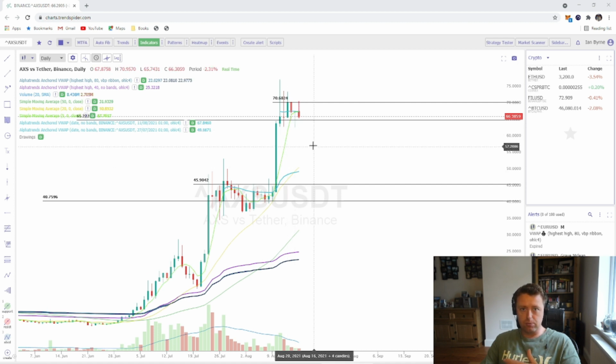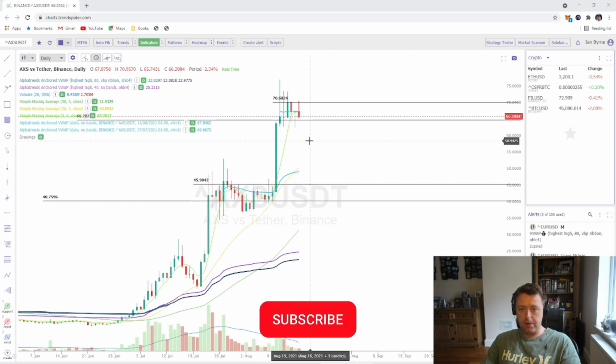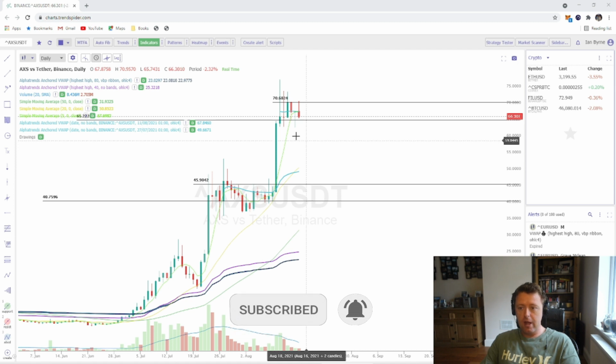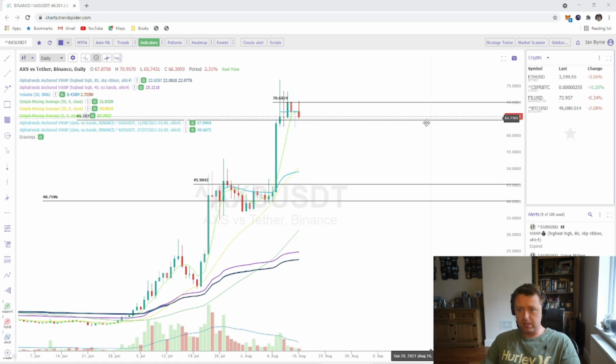It's been a huge run up, and some profit taking at this stage and a period of consolidation wouldn't just be natural, but probably also very healthy for price action in general. So the snapshot we're taking now is at $66.